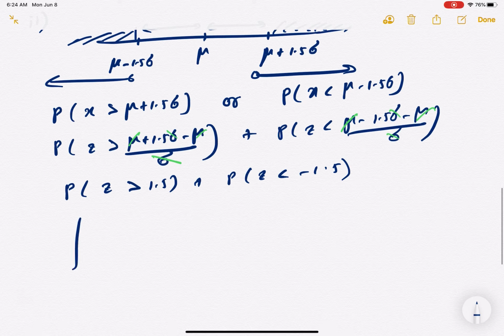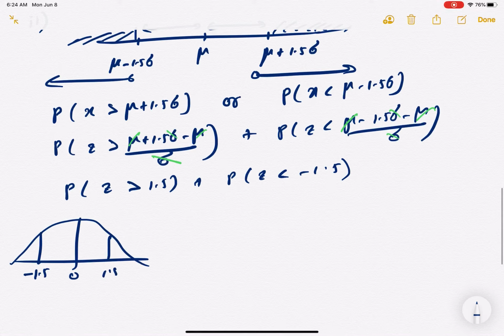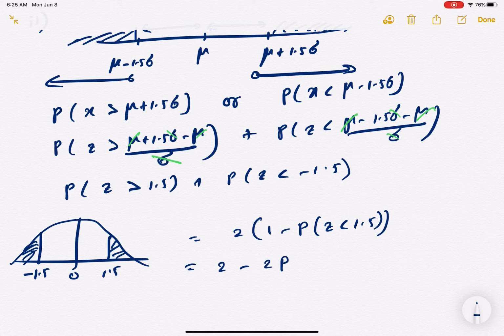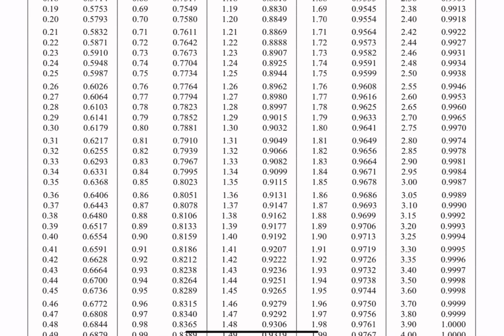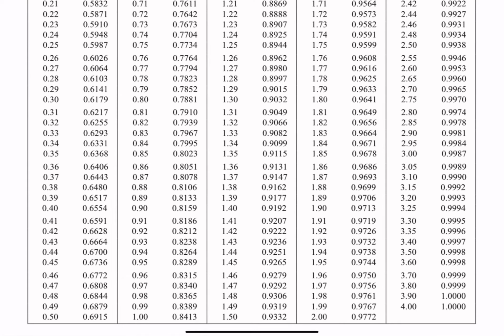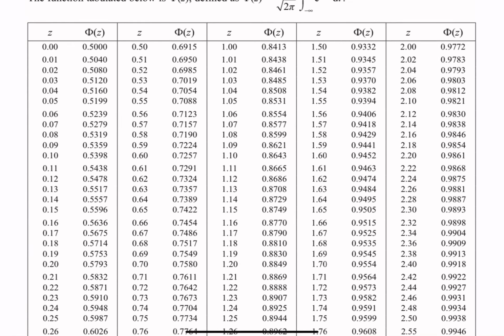If I explain this using a diagram, here is my 0, this is minus 1.5, this is plus 1.5. They want you to find these two regions. So this is equal to twice of 1 minus probability of z less than 1.5, which is 2 minus 2 times probability of z less than 1.5. Let me check the normal table once again. So 1.5 gives 0.9332. You can see this at the last row, or else the first row over here, 9332.